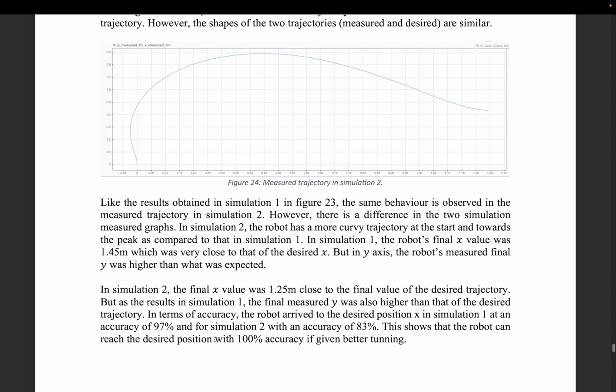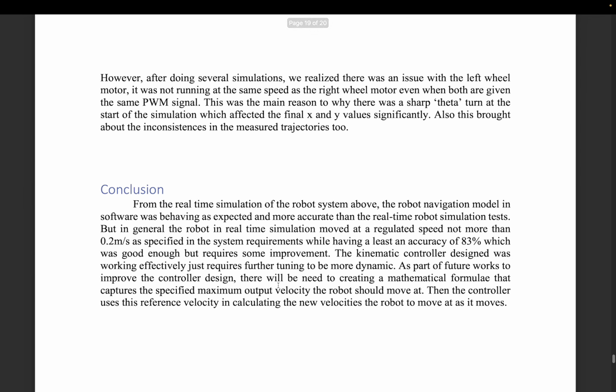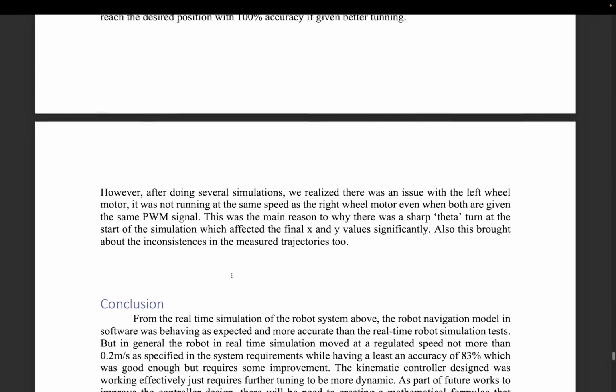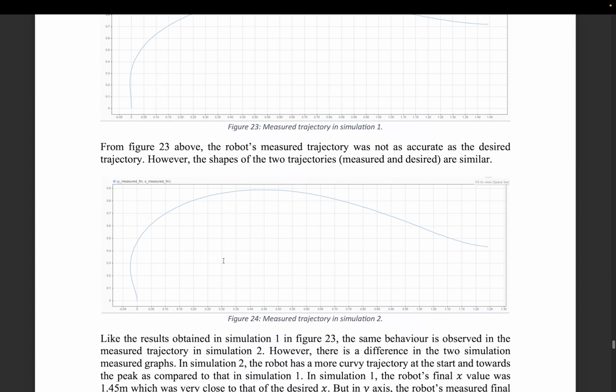So that is why. And in conclusion, we realized that the simulation was really sufficient, and we moved the robot at 0.25 meters per second with the lowest accuracy of about 83% in the movement of the path. Hence we can improve this by working with the kinematic controller more, and then come up with a mathematical model that incorporates the maximum desired velocity that can be used and make it a reference for the robot as it moves. That said, let me take you through the demo.